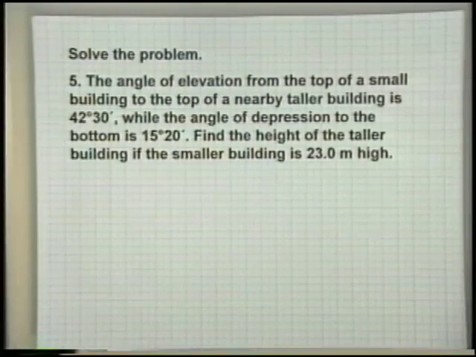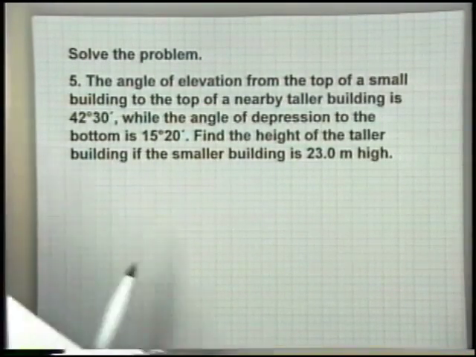Let's look at one last problem that involves both the angle of elevation and the angle of depression. The angle of elevation from the top of a small building to the top of a nearby taller building is 42 degrees 30 minutes, while the angle of depression to the bottom is 15 degrees 20 minutes. Find the height of the taller building if the smaller building is 23 meters high.